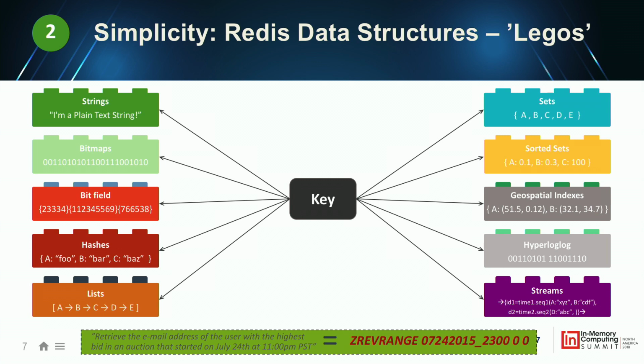We also have a bit field, which is instead of ones and zeros, it's numbers. So you can have like a massive amount of numbers. This is great for storing metrics, things like that, very fast, ingesting large amounts of metrics.